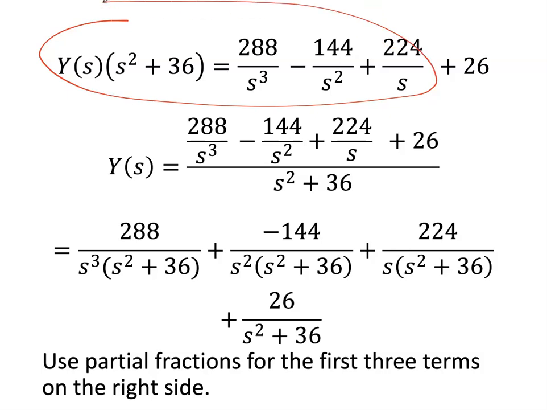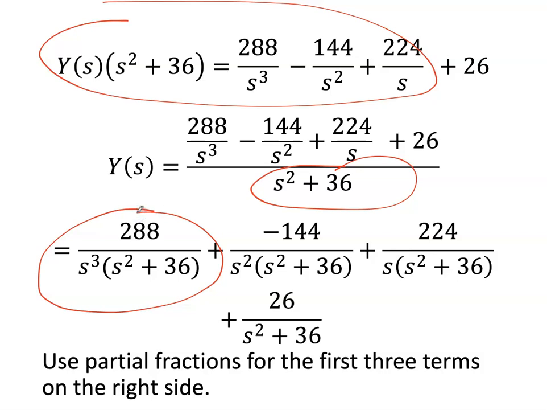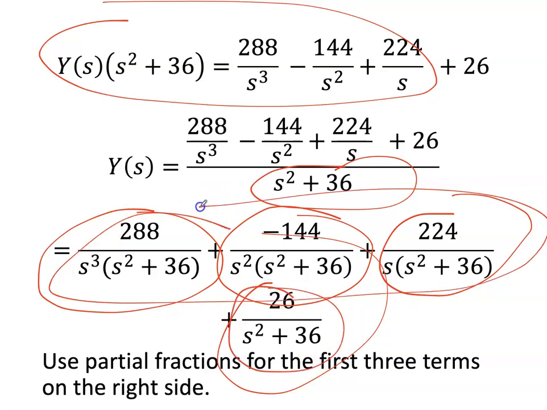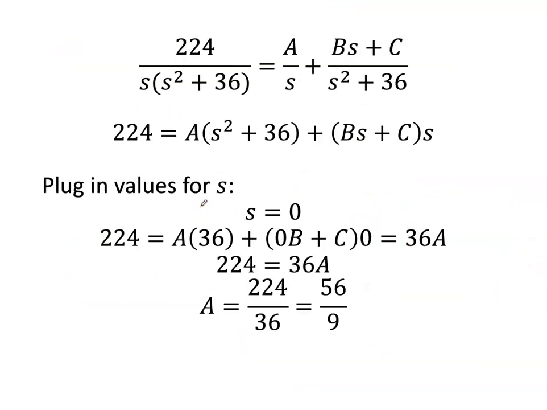Let's divide both sides by s squared plus 36 and then simplify. So we end up with 288 over s cubed times s squared plus 36, minus 144 over s squared times s squared plus 36, plus 224 over s times s squared plus 36, plus 26 over s squared plus 36. So this is great. This is dandy over here. Well, we need to use partial fractions for these first three terms on the right side. So let's go ahead and do that.